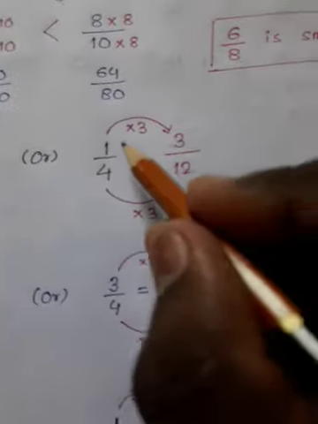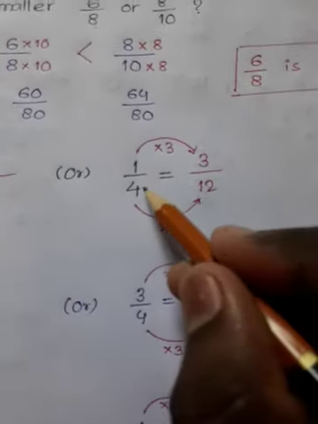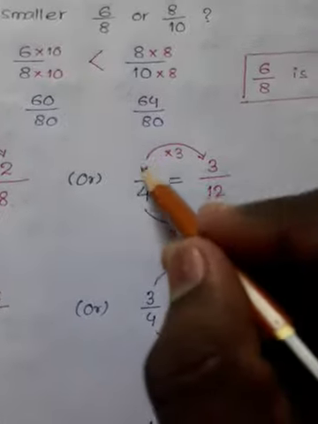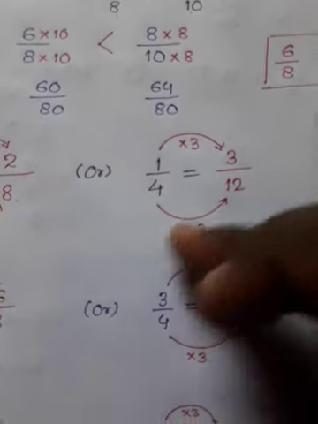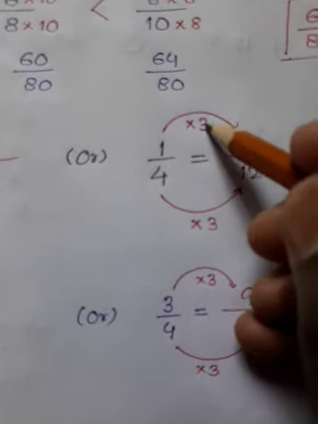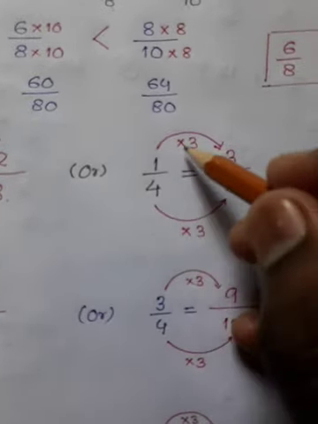Or you can write 1 times 3 equal to 3. 4 times 3 equal to 12. That means if you multiply the numerator by 3, the denominator is also multiplied by 3. You can write more also. Like if you want to multiply by 4, no problem. So 1 multiplied by 4 equal to 4.